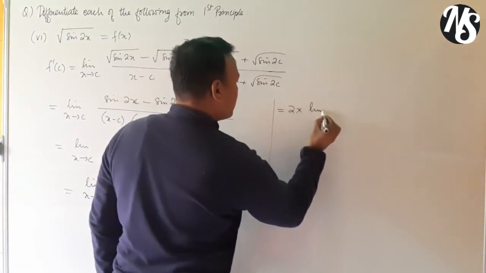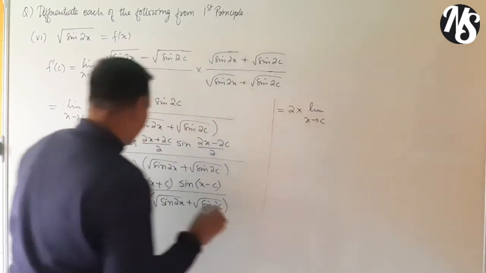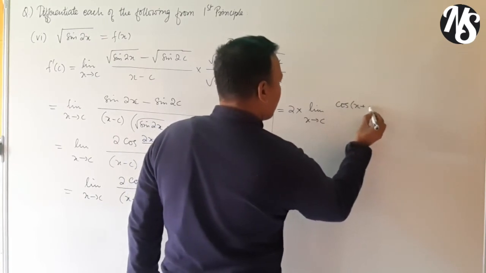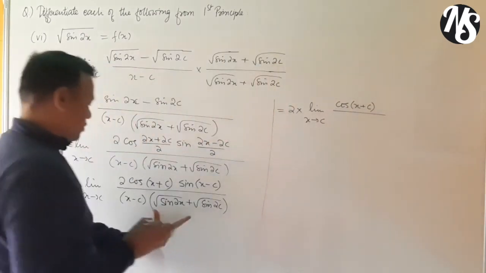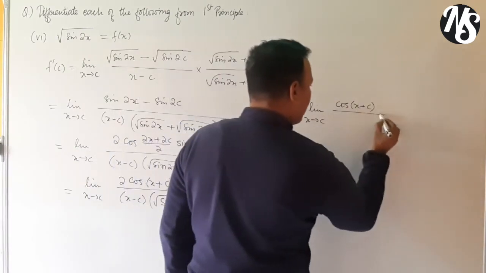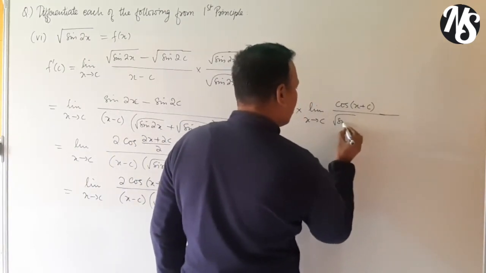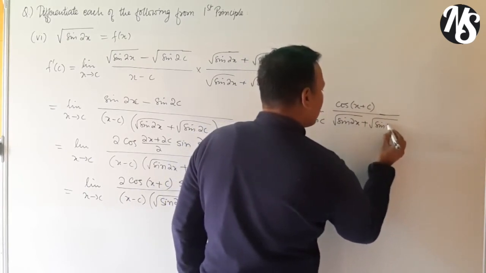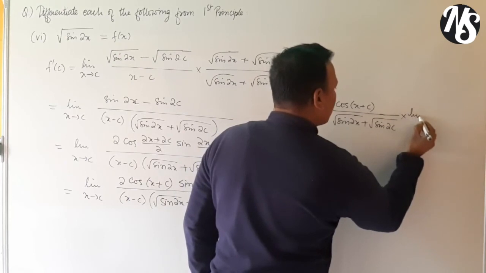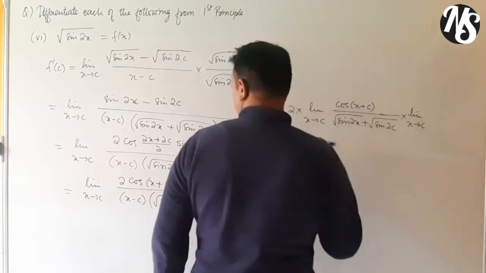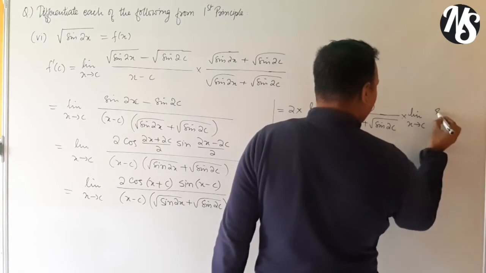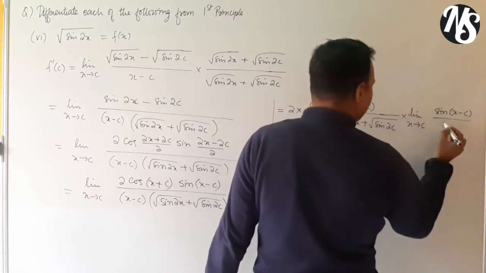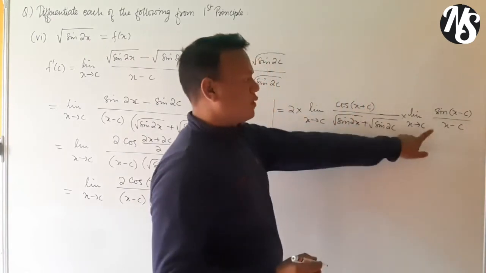Into, we'll write limit x tends to c. So first we'll write cos x plus c divided by this term, that is, divided by square root of sine 2x plus square root of sine 2c, into limit x tends to c of the other one. What is left? Sine x minus c divided by x minus c. Now all of you know that this is equal to 1.